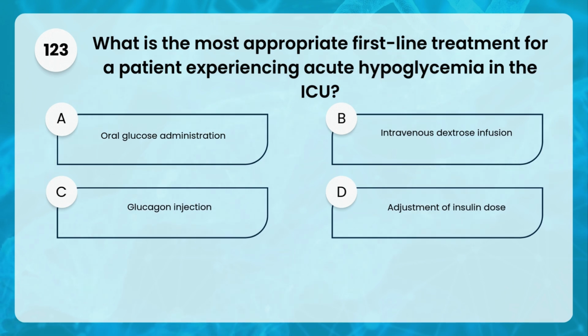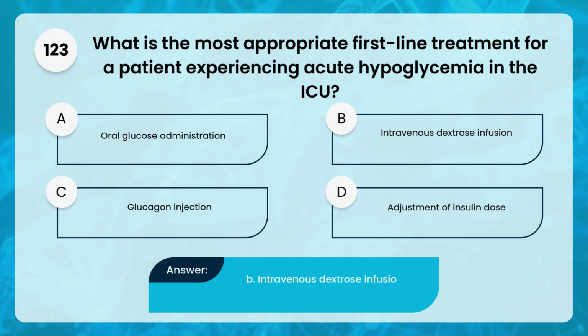123. What is the most appropriate first-line treatment for a patient experiencing acute hypoglycemia in the ICU? A. Oral glucose administration. B. Intravenous dextrose infusion. C. Glucagon injection. Or D. Adjustment of insulin dose. The answer is B. Intravenous dextrose infusion.